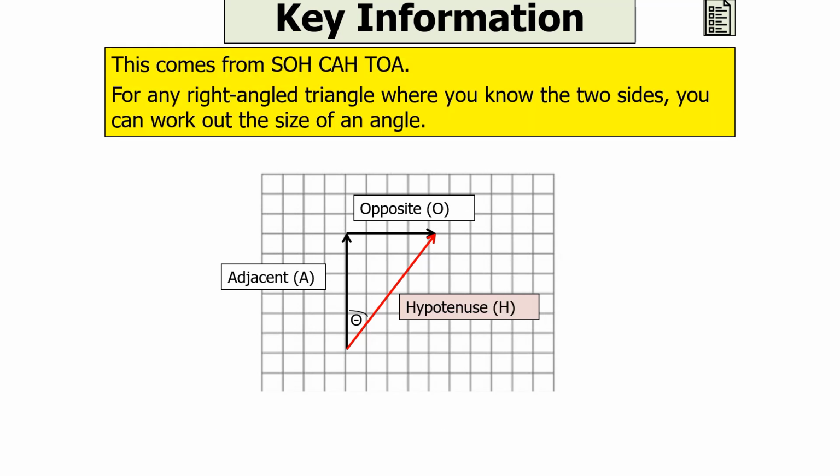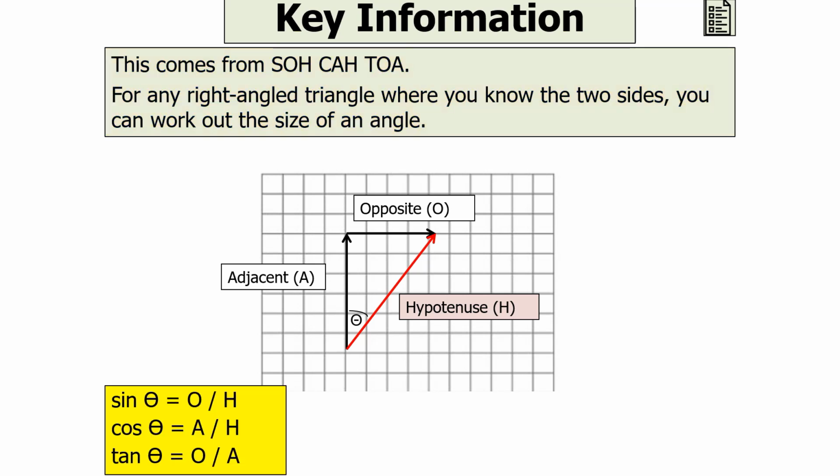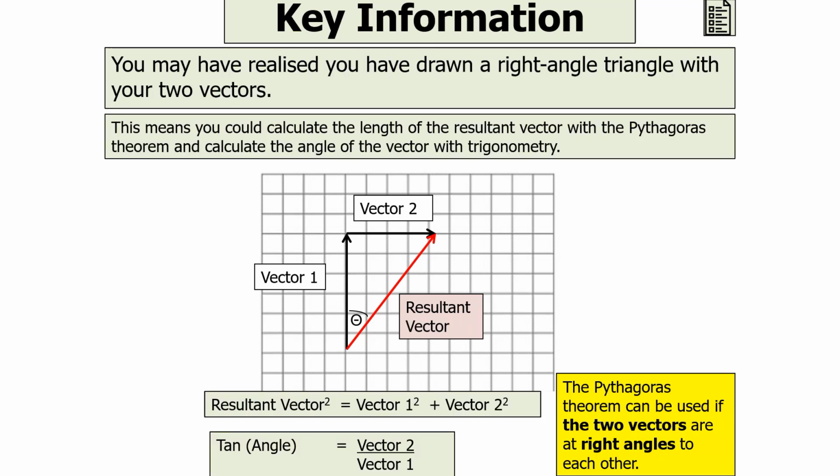Now this comes from SOHCAHTOA. For any right angle triangle where you know the two sides, you can work out the size of the angle. So we know sine theta is equal to opposite over hypotenuse, cos theta is equal to adjacent over hypotenuse, and tan theta is equal to opposite over adjacent. So we can use this Pythagoras method if the two vectors are at right angles to each other.